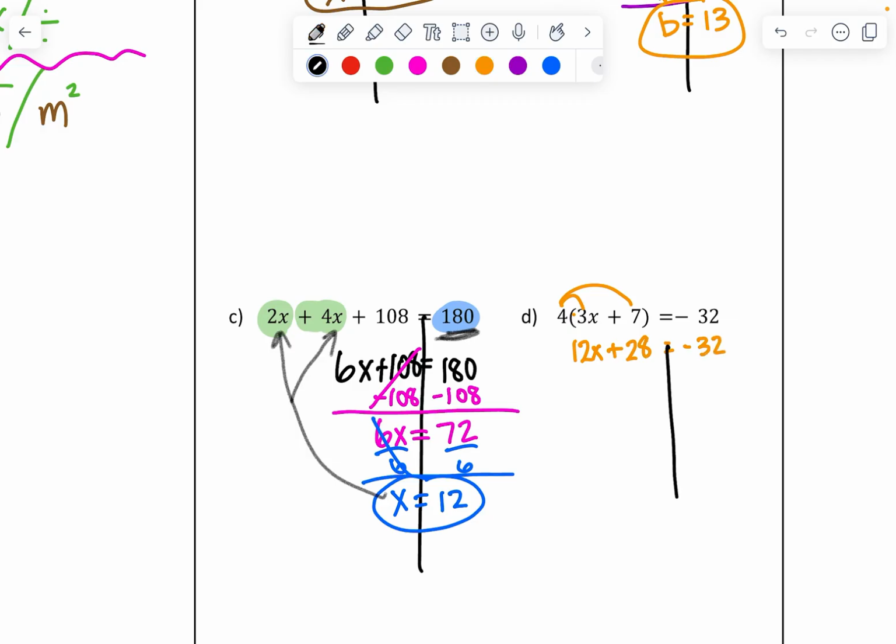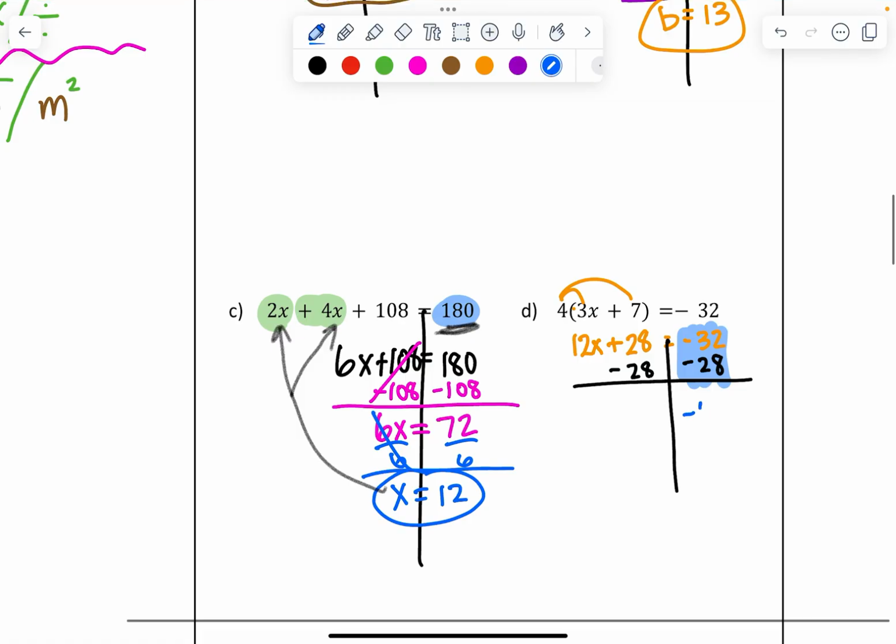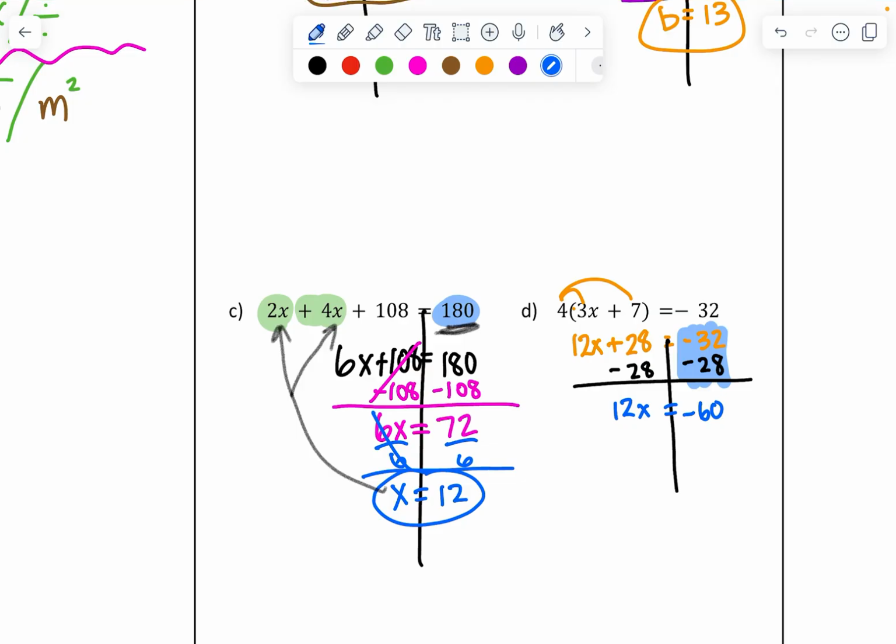So we drop our line. Now it looks just like the basic initial ones we started with. So we'll minus 28, minus 28. Again, make sure you pay attention to signs. It's negative 32 and negative 28. You owe a lot of money. You would be negative 60. And then this still equals 12x. And your last step is to divide by 12. 12 divided by 12 is 1x. And negative 60 divided by 12 is negative 5.